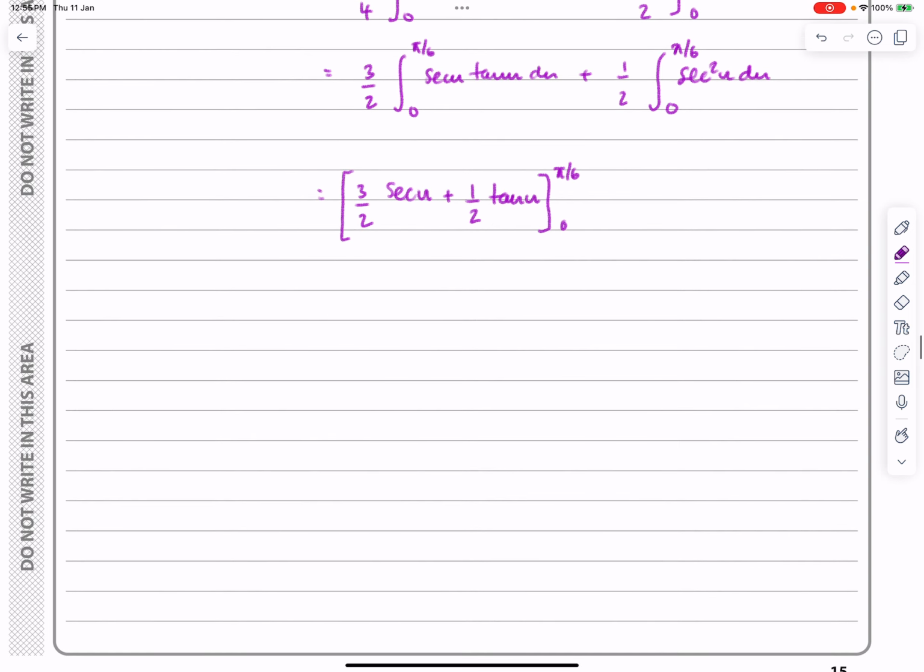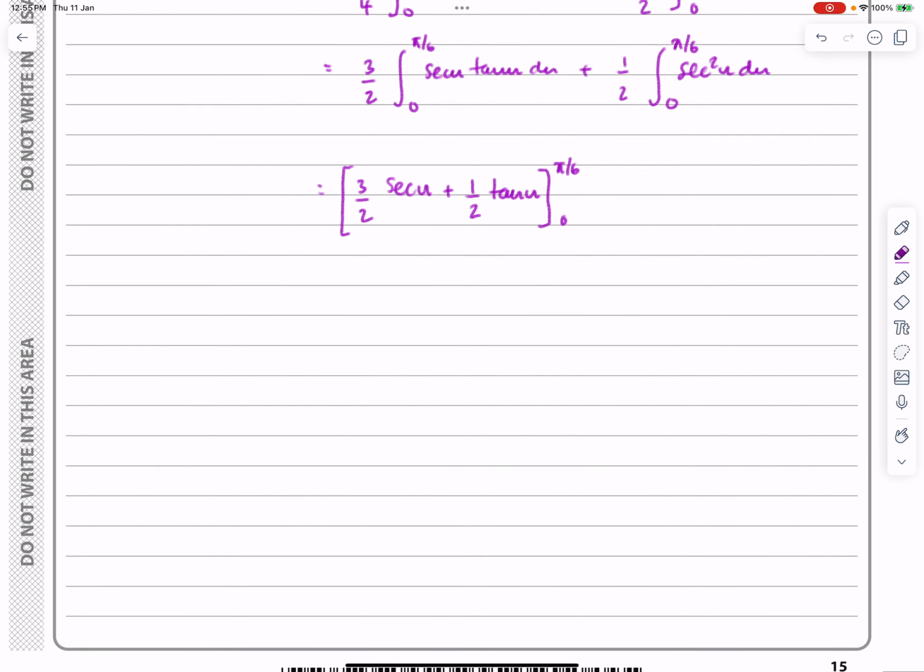All right, great. So pretty much we're there now, but what we do have to do is substitute the values in and see what we get. Again, I'm doing this slower than I would if I was doing it myself. I'll pretty much just put the values in and see what they come to. But here, 3 over 2 sec pi over 6 plus a half tan pi over 6, and then that's all minus exactly the same thing, but with the noughts. So 3 over 2 sec 0 plus a half tan 0.